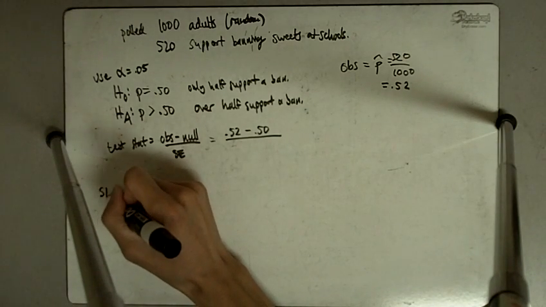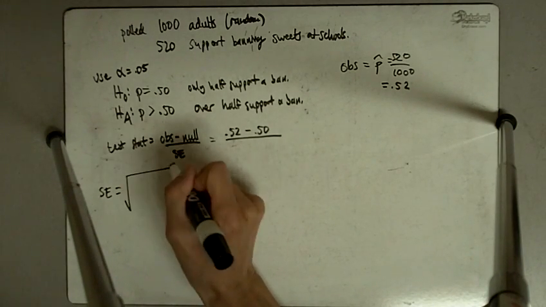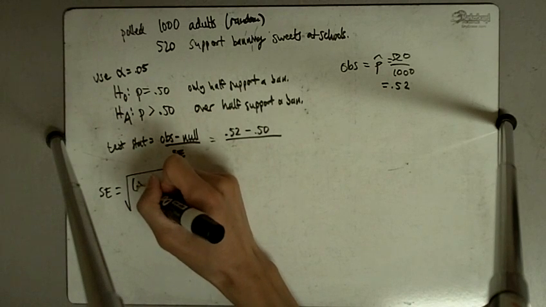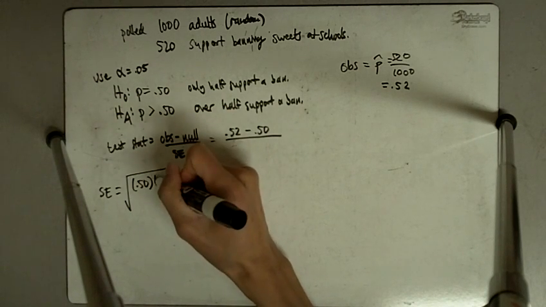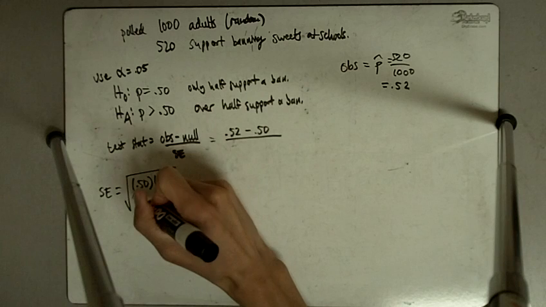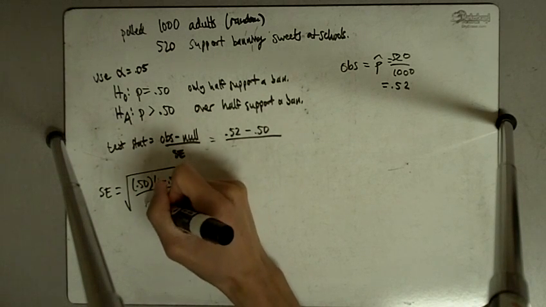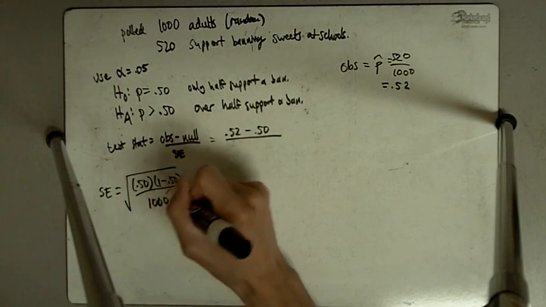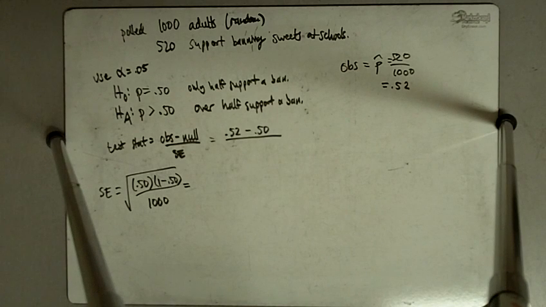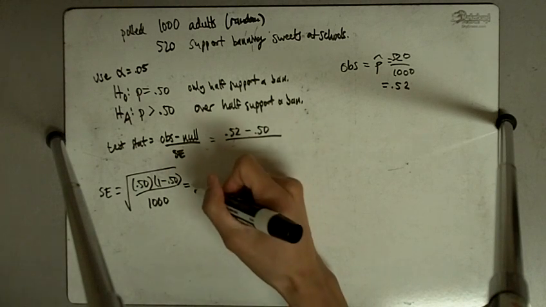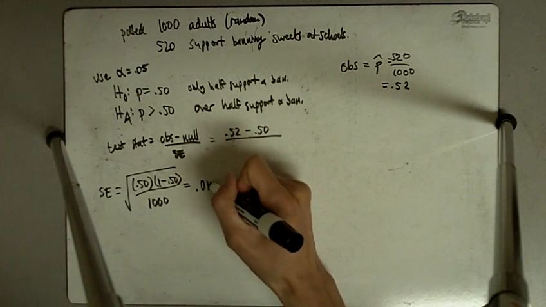So our standard error comes from our null hypothesis, 0.50, times 1 minus 0.50, also 0.50, divided by n, which is 1,000 adults that we surveyed. 0.5 times that divided by 1,000. Take the square root, and I get my standard error is 0.0158.